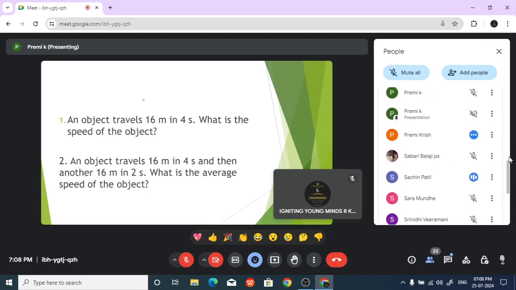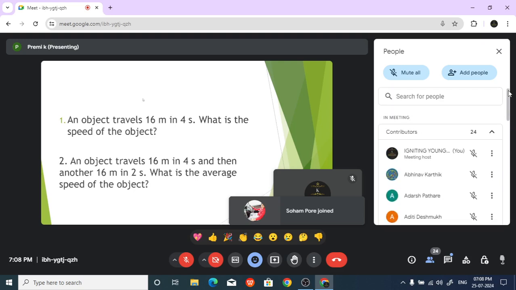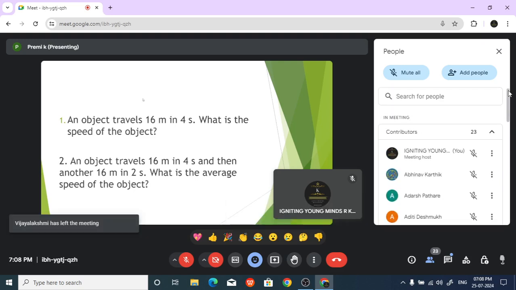An object travels 16 meters in 4 seconds, then another 16 meters in 2 seconds. What is the average speed of the object? This is something to ponder over. Very easy only, but a little bit tricky. 5.3 meters per second. Yeah, exactly.